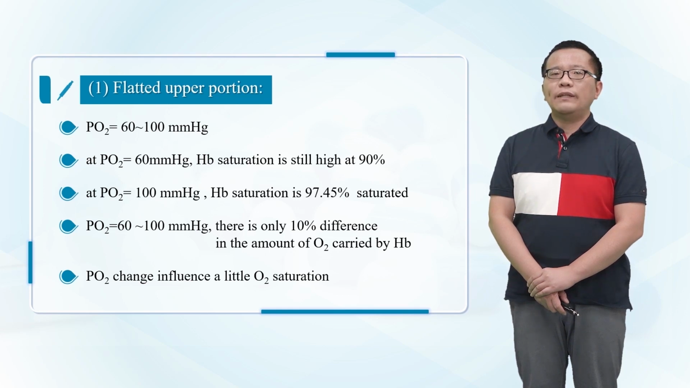At 60 millimeters mercury of oxygen pressure, hemoglobin saturation is still high at 90%. At 100 millimeters mercury of oxygen pressure, hemoglobin saturation is still high at 97.4%.